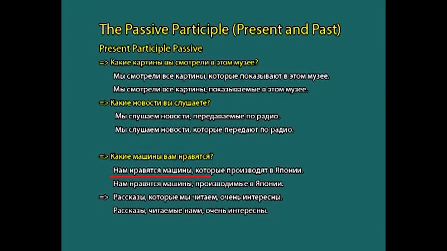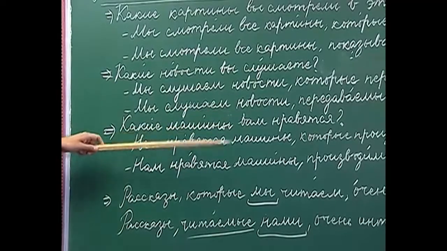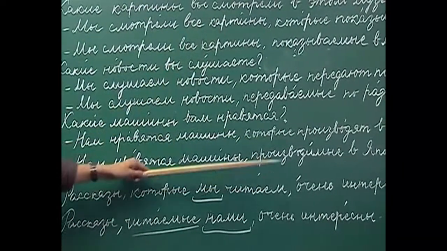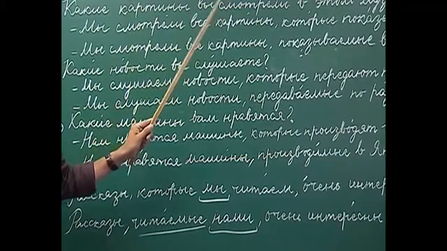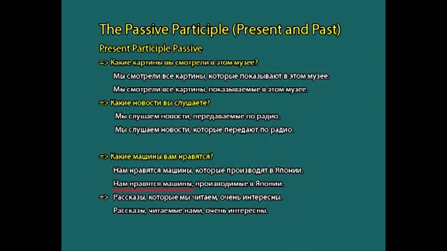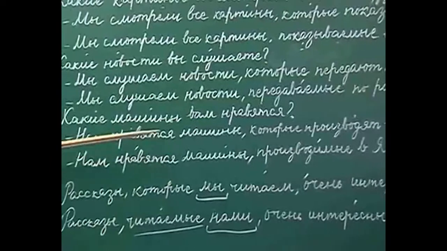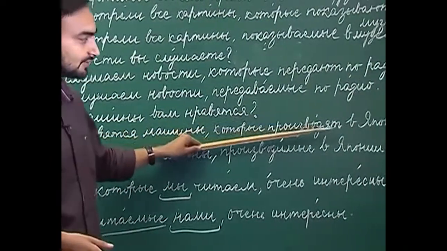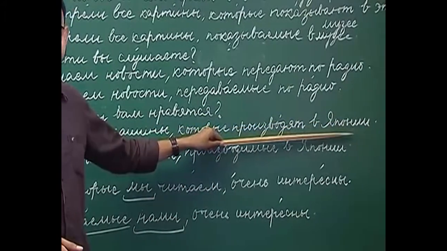The next question we have is Какие машины вам нравятся? So which cars do you like? Here again we will try to answer it with a complex sentence using katori and then using the present participle passive. Нам нравятся машины, которые производят в Японии. So we like the cars which are produced in Japan.